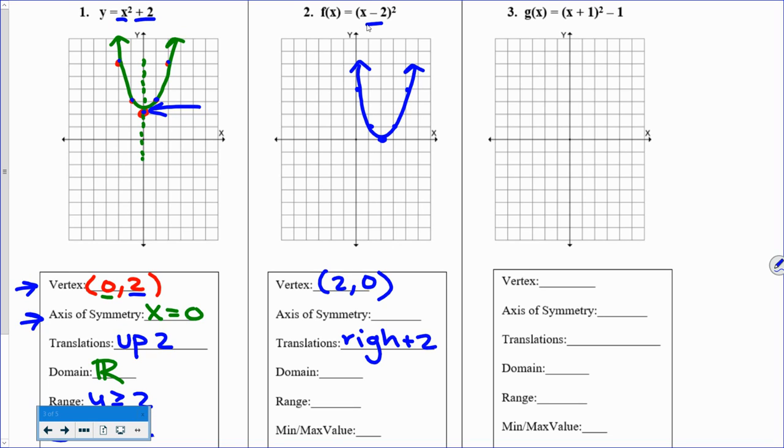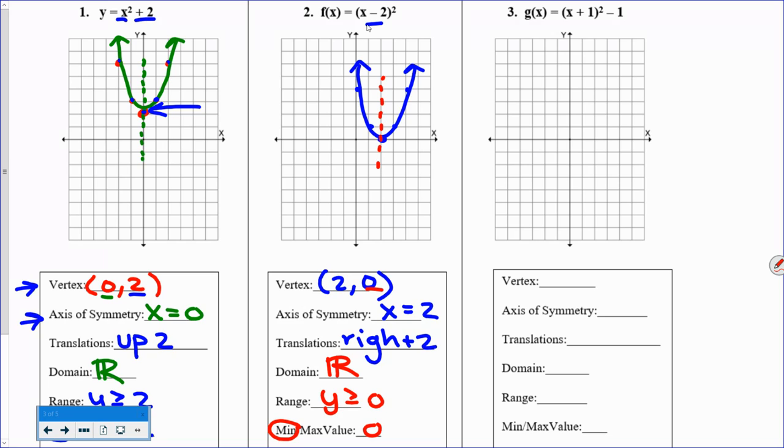All right, so from here, axis of symmetry is x equals 2. That has now shifted because my x coordinate of my vertex is 2. My domain is still all real numbers. It is always all real numbers. My range, y must be greater than or equal to 0. That's the lowest y value because the minimum is 0.